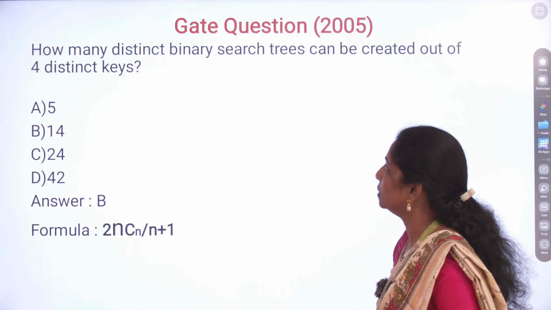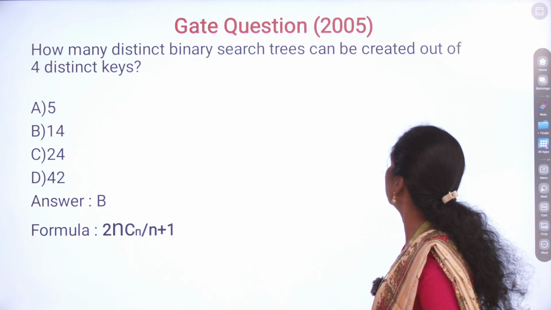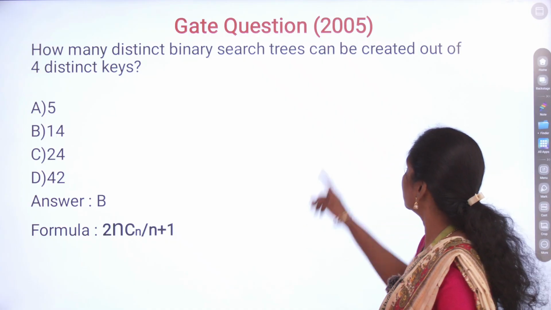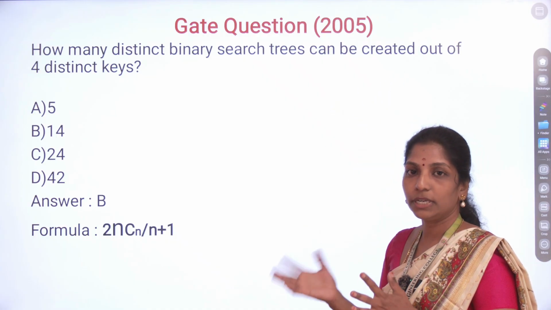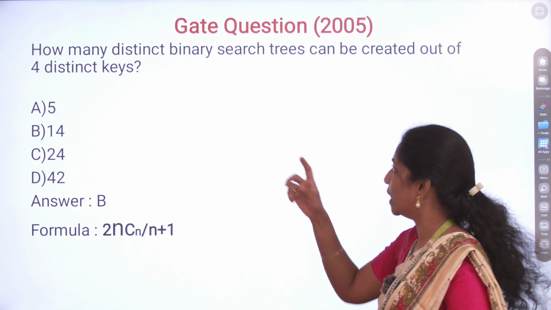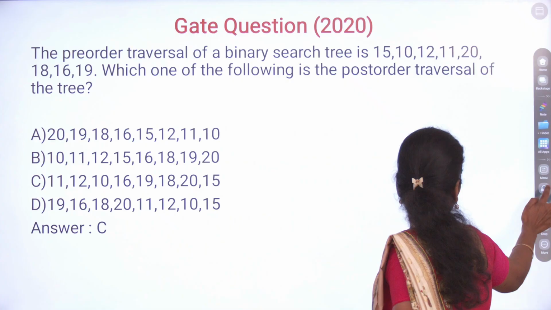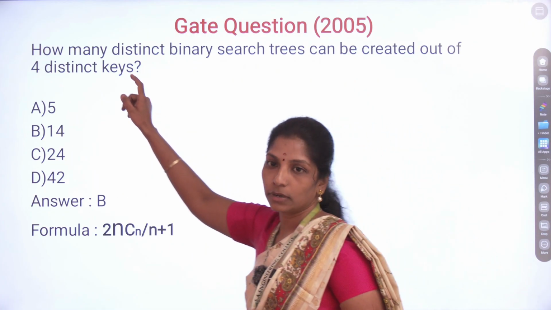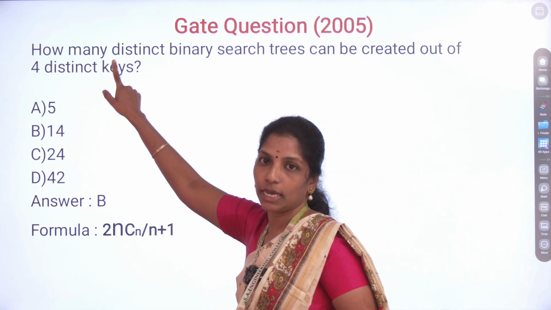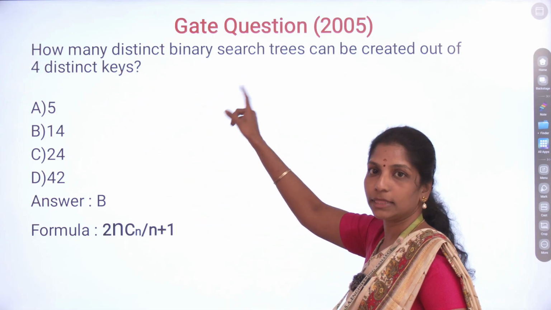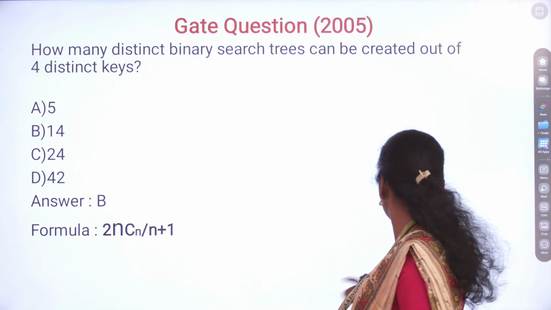Okay, the second question: how many distinct binary search trees can be created out of 4 distinct keys? This question was asked in 2005. Before 2005 they had asked it with 3 distinct values instead of 4 distinct values. So let's take that example and then we'll look into the value 4.